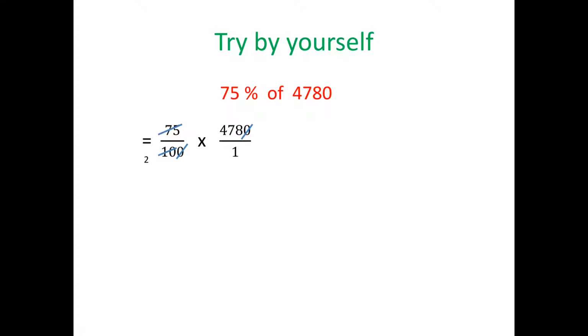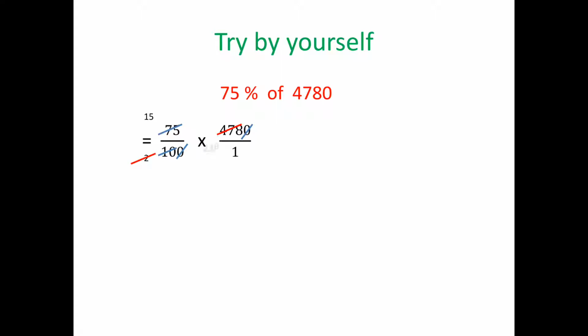10 divided 5 will give you 2. 75 divided 5 will give you 15. And you can do this in the margin. Do I have any more simplification? Yes. The 2 that's down and the 478 that's up are both even numbers. So they are divisible by 2. So we will divide 478 by 2 and we will divide 2 by 2.